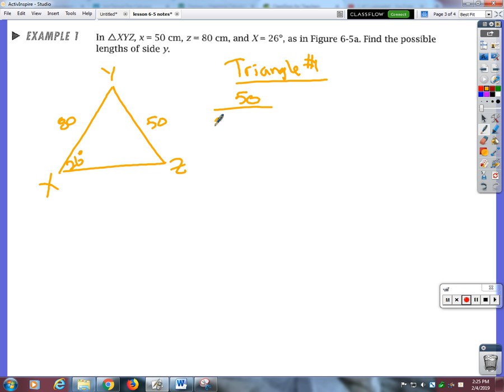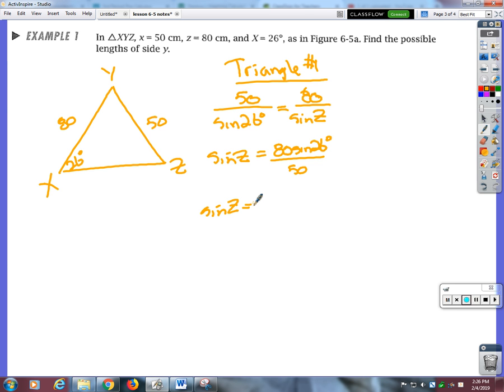So the side of 50 divided by the sine of 26 is going to equal 80 over the sine of Z. Okay? So that's just the law of sines, right? Okay? So how do I solve that for the sine of Z? Cross multiply and divide, so that means the sine of Z is going to equal 80 sine 26 divided by 50.